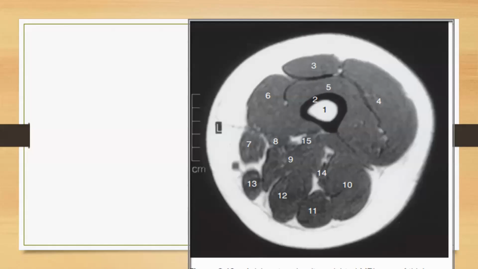Number 1, medulla of the femur. Axial MRI, medulla of the femur. Number 1.